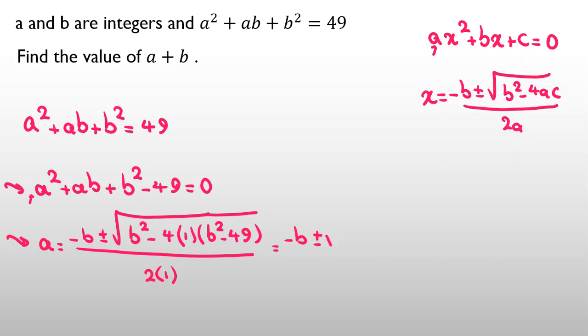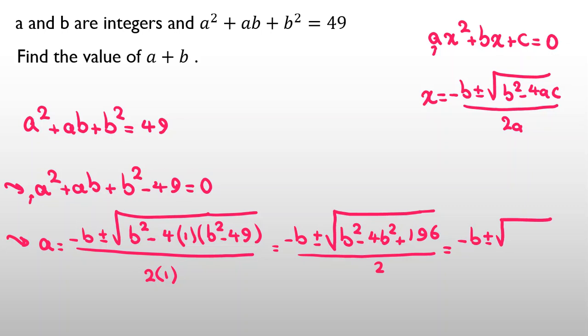So here, negative b plus or minus the square root of b squared minus 4b squared plus 4 times 49, which is 4 times 9, 36, we have 3, 4 times 4, 16, plus 3, 196, all over 2. So it will be negative b plus or minus the square root of 196 minus 3b squared, all over 2. We know that 196 minus 3b squared should be a perfect square because a is an integer. This is inside the square root. So 196 minus 3b squared should be a perfect square. I can say it is, for example, c squared.